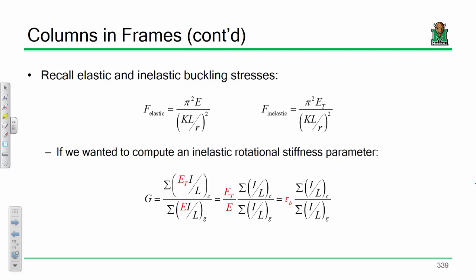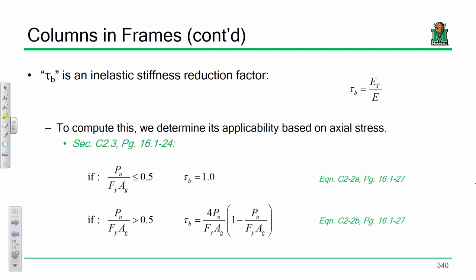What we do is we look at our stresses, and we say, if we're in an inelastic stress condition, remember how the slope of that stress-strain curve changes? Remember how we go from an E to that tangent modulus? So we replace our column stiffness with this E sub T, factor that out, and we call this term tau sub B. It's the ratio of these two. And fortunately, there's a really simple equation for tau sub B. Here's your expression. It's really straightforward.